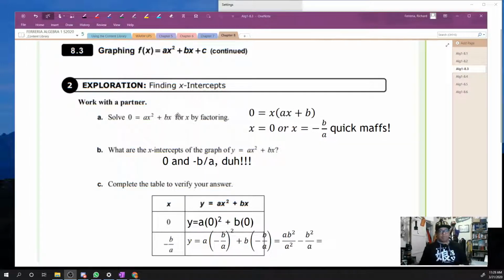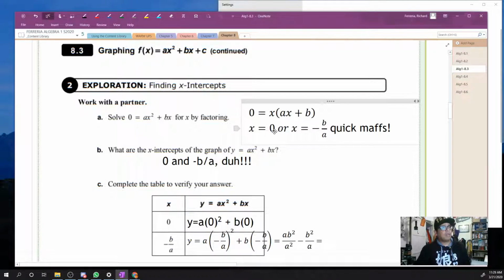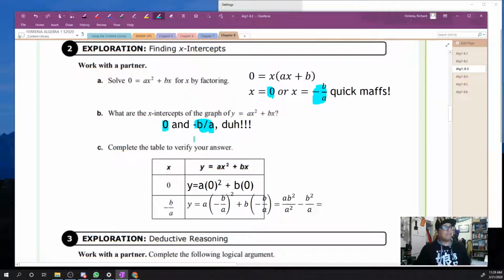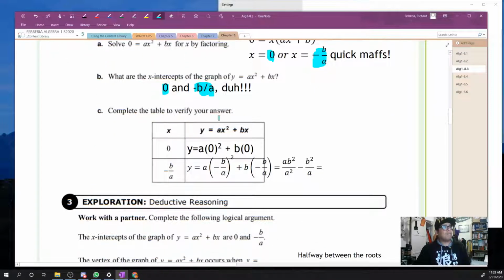So then you might ask, what are the x-intercepts of the graph of ax squared plus bx? We already did that. We did the quick maths over there. We've got 0, and we've got negative b over 2a. These are our x-intercepts. Remember, we're also calling those roots. So we're going to complete the table to verify our answer.